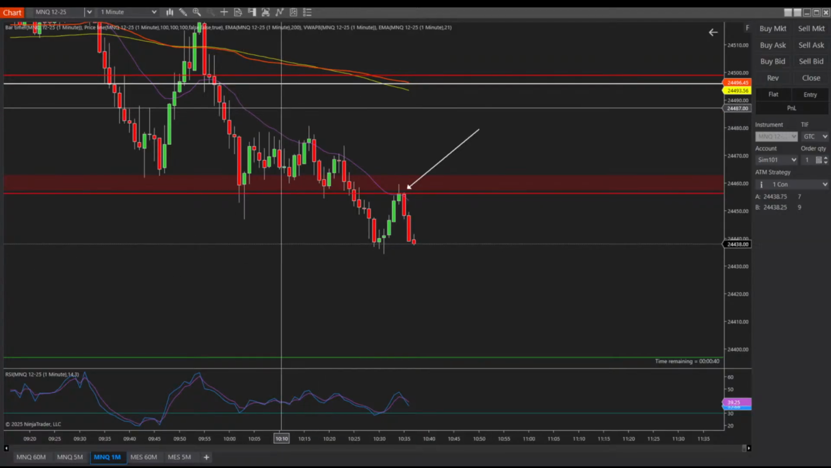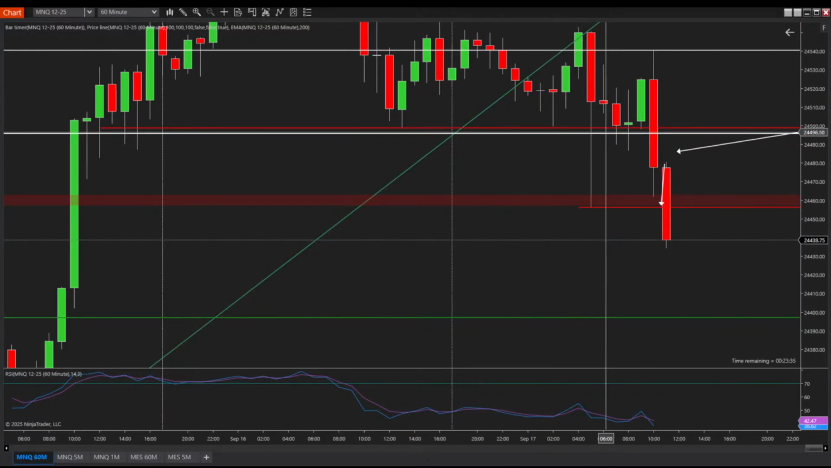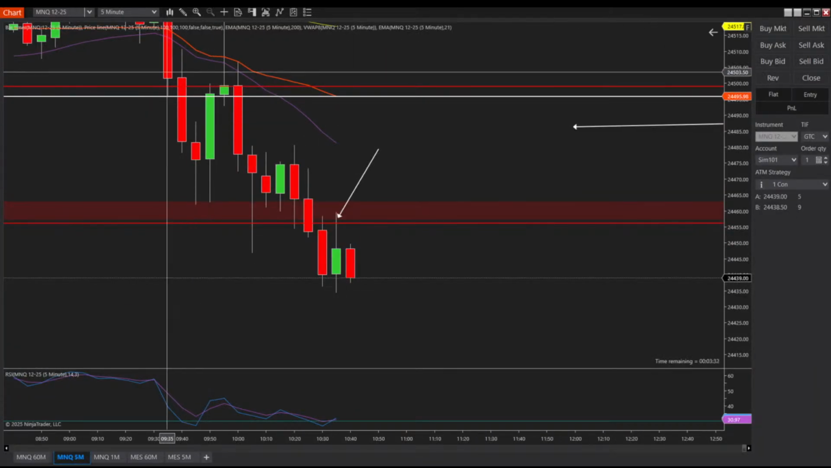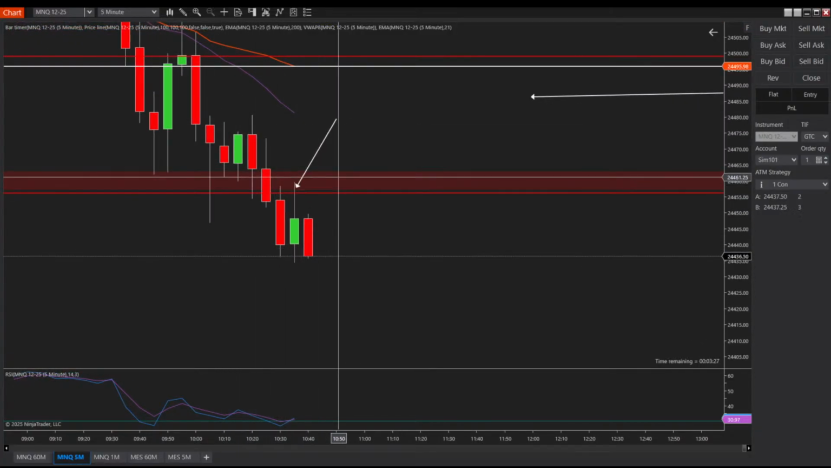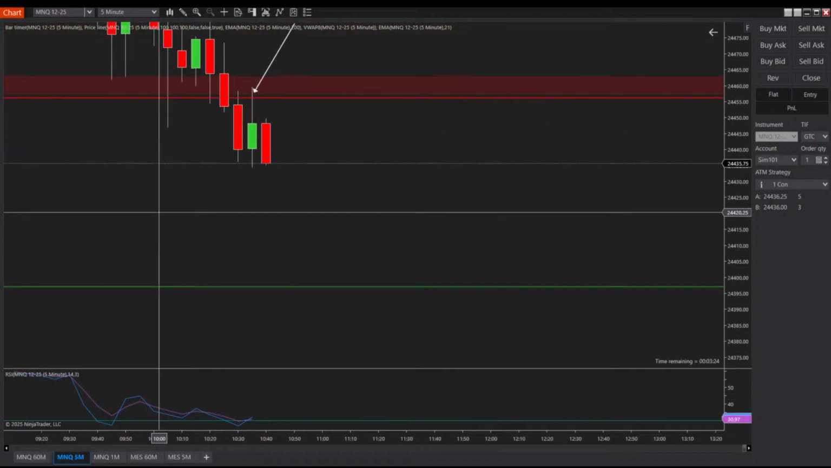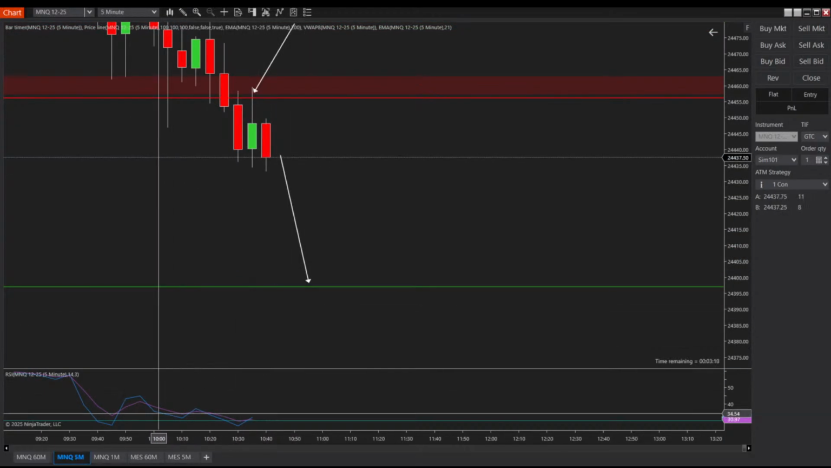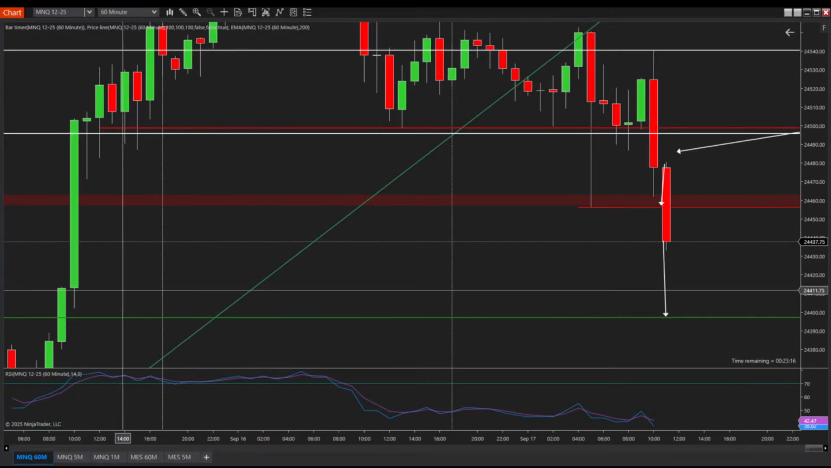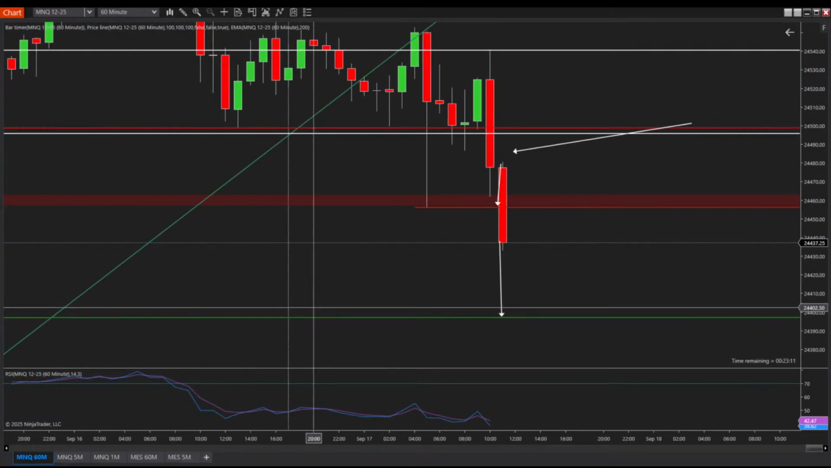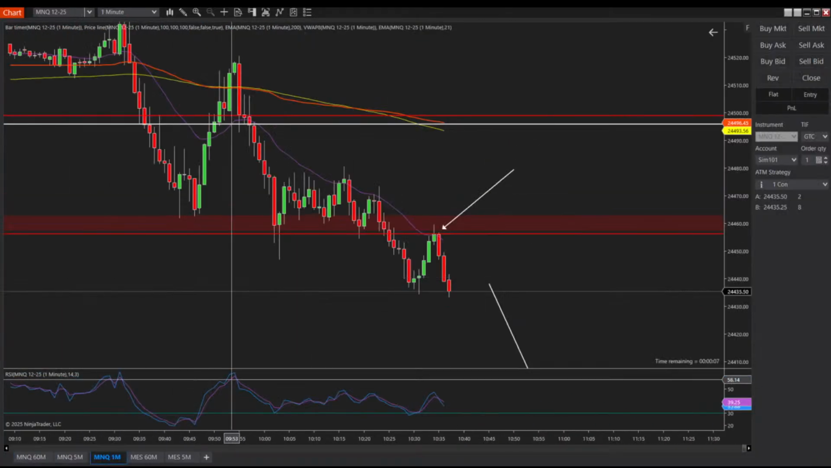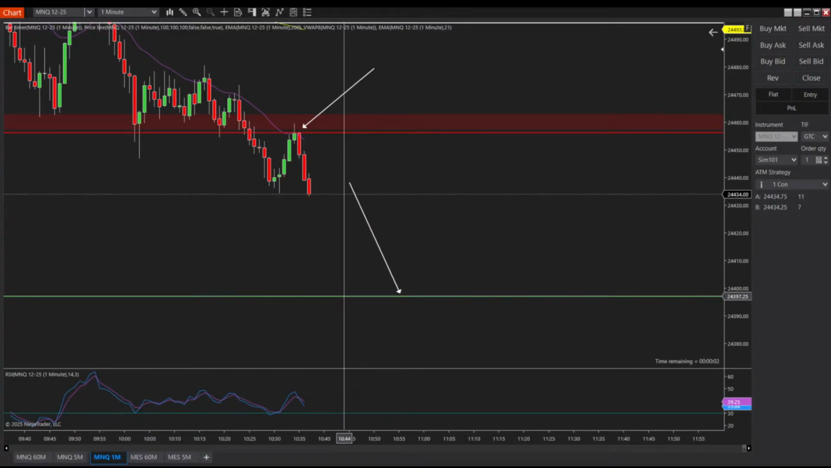So as you see, previous areas of support have now been broken. They've been broken and turned into resistance. Broken this support here, turned to resistance. And now we're going to the next level down here, which was a previous level of resistance. And now I'm expecting resistance here, resistance here, and I'm expecting it to be support. So if I just want to guess where price is going, I will be guessing somewhere near down here.